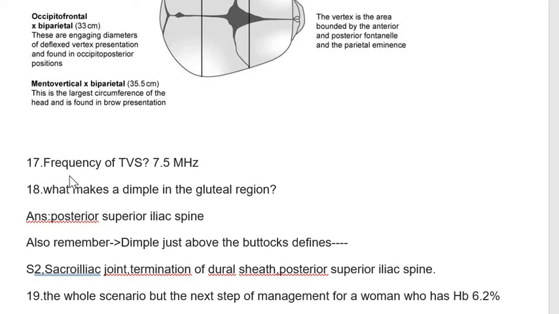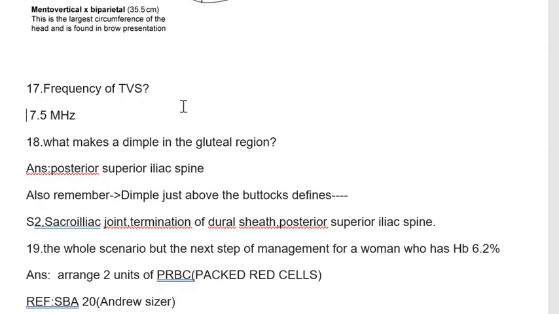Question number 17 is, what is the frequency of transvaginal ultrasound scan? The answer is 7.5 MHz. Important to remember what are the differences between the abdominal and the vaginal ultrasound, what are their frequencies. These are very easy marks where you don't have to dig in a lot, so you should try to answer them well. Okay.